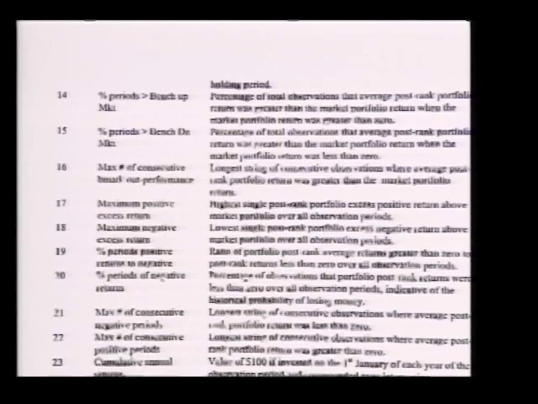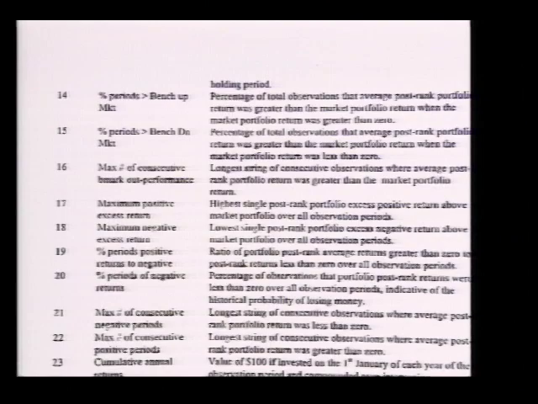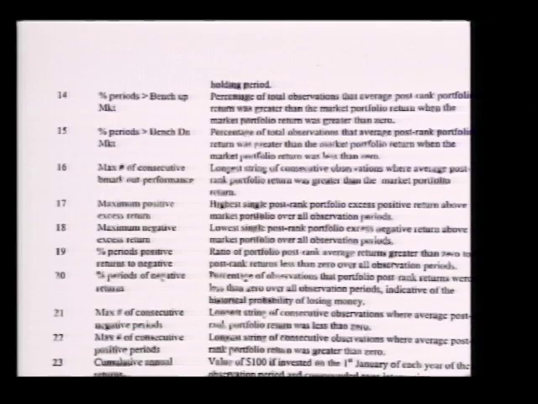Okay. Number 19 is the percentage of periods that we've got positive returns to negative. So this is the ratio of average returns greater than zero to the ratio where it's less than zero. And we can also do that for negative. And then 20 is the maximum number of consecutive negative periods. This is another risk metric. And number 21, the maximum number of consecutive positive periods. And the cumulative annual returns are in column 23. And then we've got a relative performance metric that I'm not going to go into the detail of until we actually see the sheet.